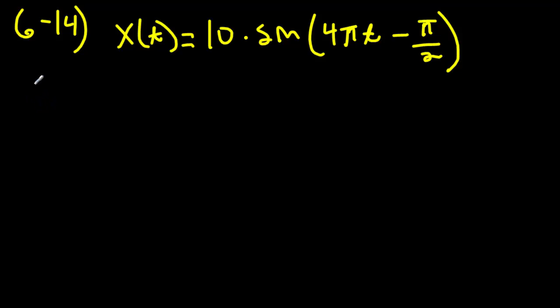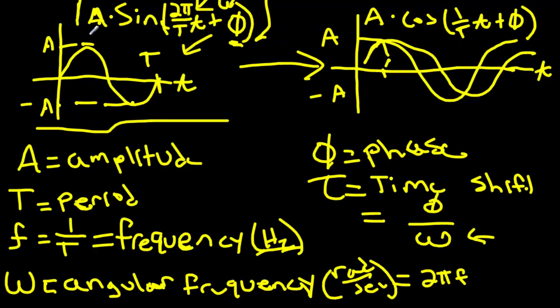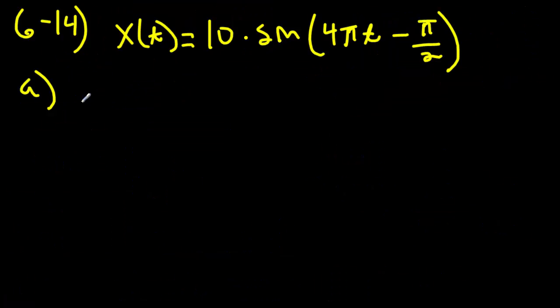So for part A, looking at the equation and looking at what we did before, A is just the amplitude, right? The coefficient multiplied by the sine is our amplitude. So looking at this, we could say our amplitude A is just equal to 10.